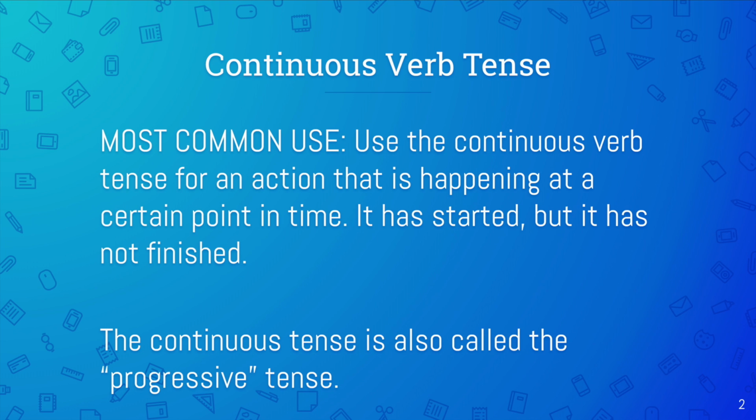The continuous verb tense is most of the time used for an action that is in the middle of occurring. It has started, but it has not finished. And also, the continuous verb tense is sometimes called the progressive tense. So if you see progressive tense in an English grammar book, it is the same thing as the continuous verb tense.